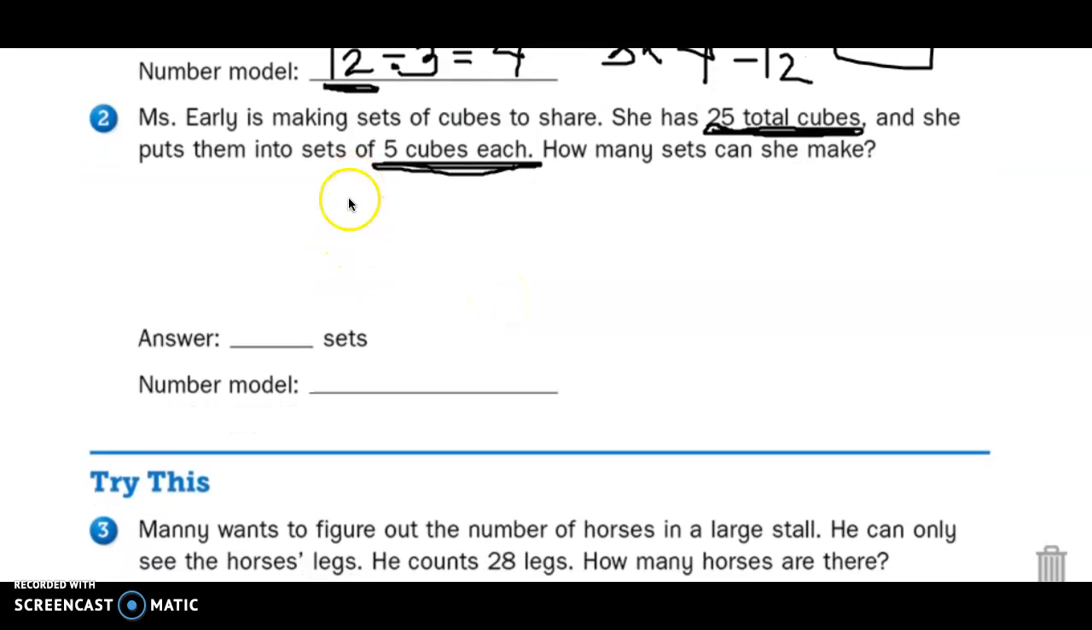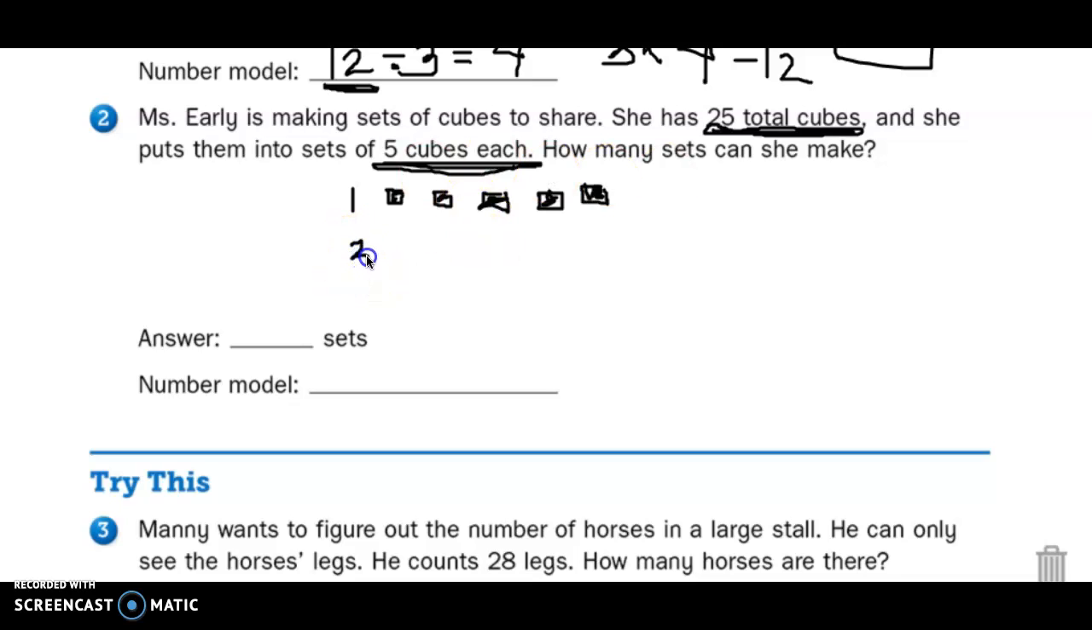Well, let's try an array again. Imagine this is set 1. How many cubes do we have in each? 5. So I have 1, 2, 3, 4, 5 in set 1. How many sets till I get to 25? Well, every time I add a set, I'm going to have to count by 5s. And we should be really great at skip counting by 5s. 5, 10, 15, and keep going on.